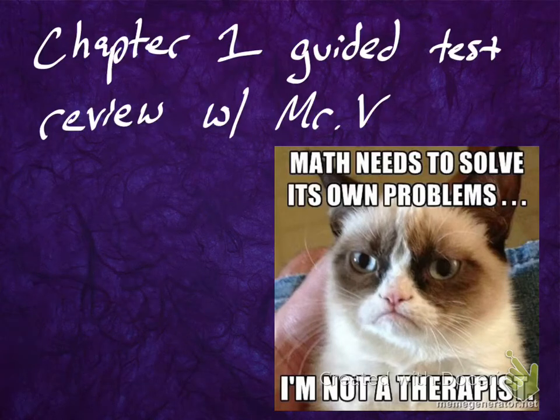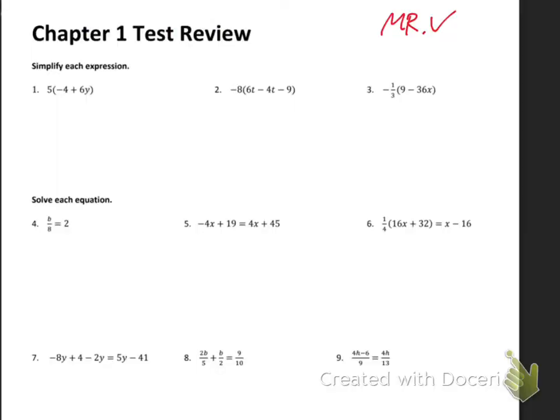This is the Chapter 1 guided test review with Mr. V, and I am going to be doing all of the problems. All right, so for the first one, we are just simplifying, so we're not solving for anything, we're just going to distribute. So if I distribute those two, I get negative 20 plus 30y.